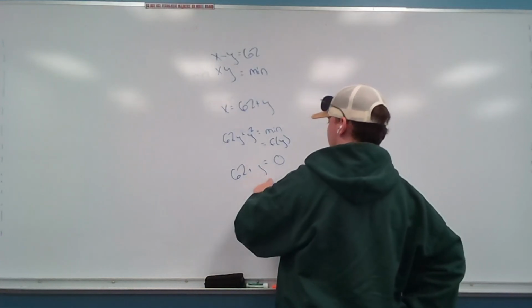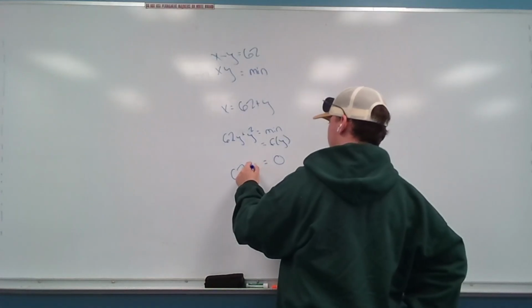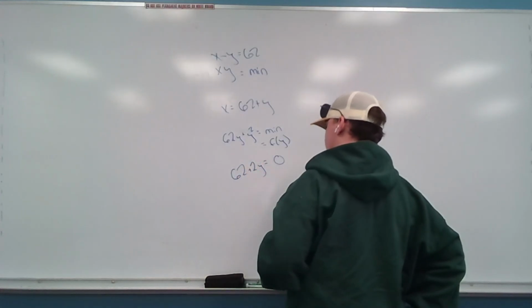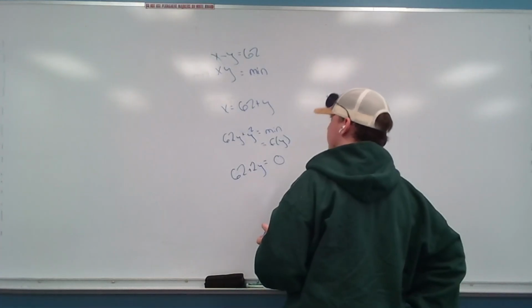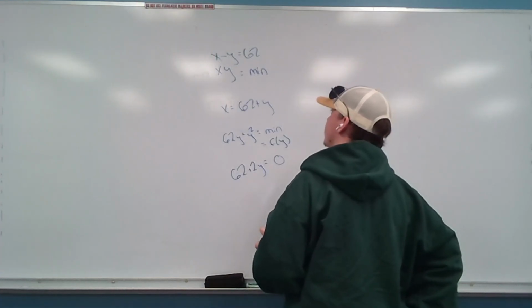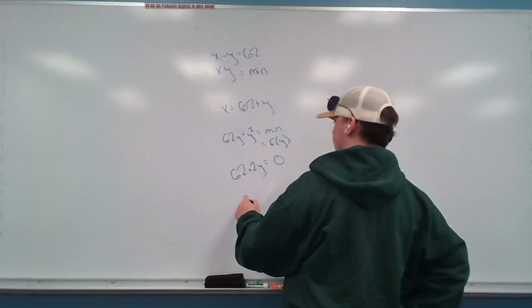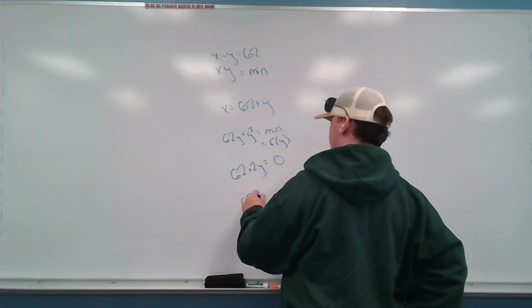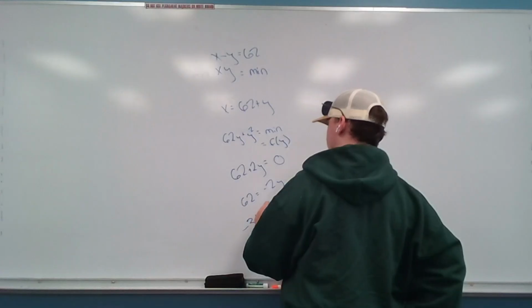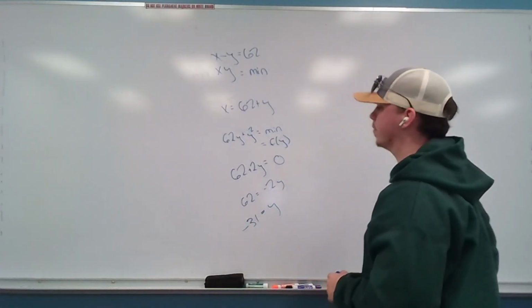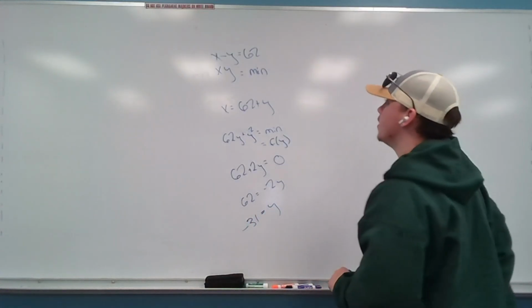Oh yeah, okay, here's my problem. I just applied the power rule incorrectly. So 62 plus 2y is going to get us what we want. It's going to be equal to 0, so 62 equals negative 2y, and negative 31 is equal to y. Boom. So that is where our minimum is.